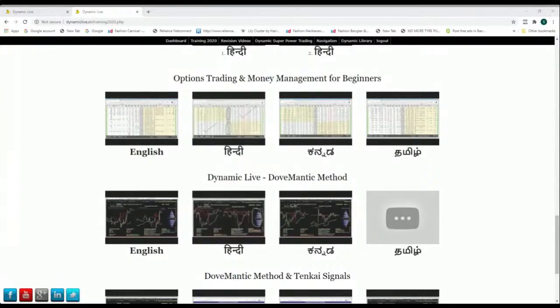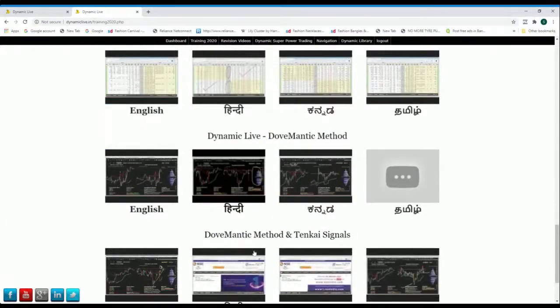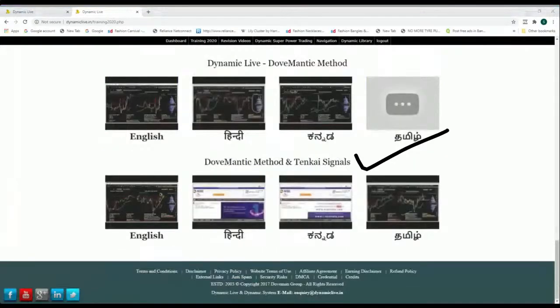And then we have the Daumantic method, the first step that we discussed, which can help us fetch a minimum of around 10 to 15% returns. That is the method explained in this video. And then at last we have the Daumantic method and Tenkai signals. Now in this video, the second and third step that we discussed today are explained very clearly.